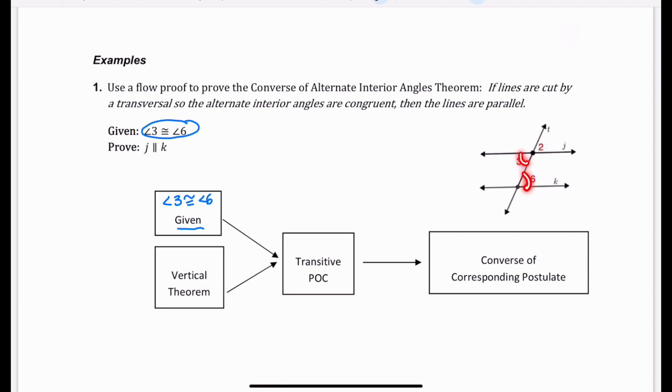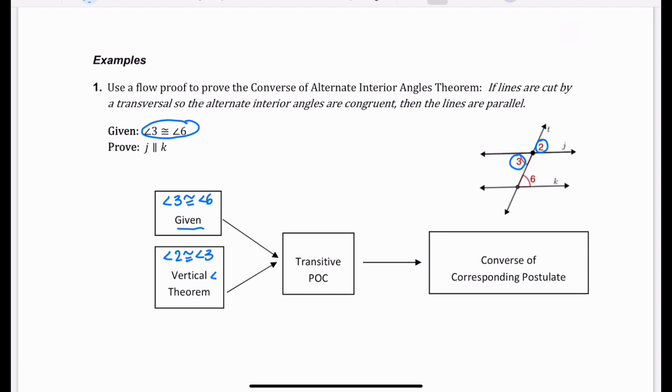Those are alternate interior angles. What we're trying to prove is that these are parallel. Now we can't use the converse of the alternate interior angles theorem because that's what we're trying to prove. So let's start with the vertical angles theorem. I'm going to put angle 2 and angle 3 are congruent, because those are our vertical angles.